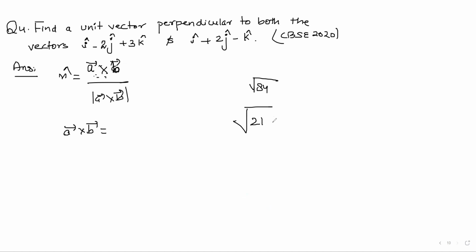Let me solve this. 4 square, 4 square, and 4 square. So this will give you 16, 16, 32, so under root 48. Why are you getting 84?